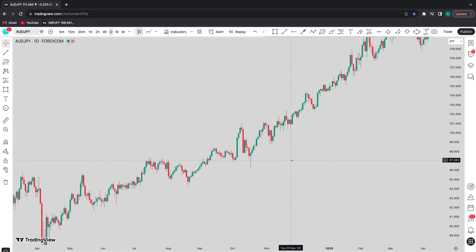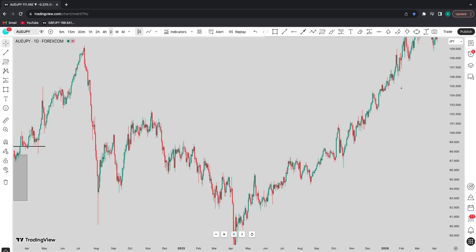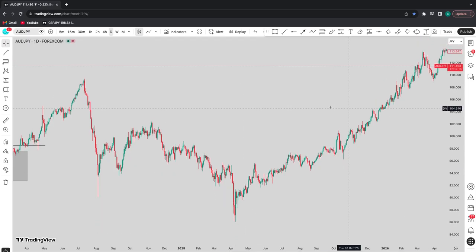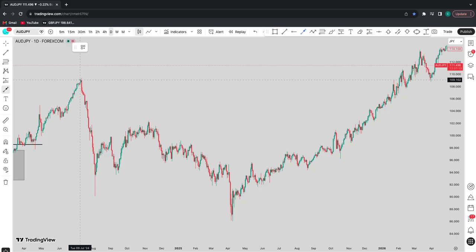The second thing I want to do is zoom out at least 3 times. Always zoom out to get the bigger picture. Ask yourself, where is this price coming from and where is this price likely going? So on the daily time frame, you come to this zoom out button here and click it up to 3 times. 1, 2, 3. That way I see the bigger picture of where the market is coming from and where it's going.